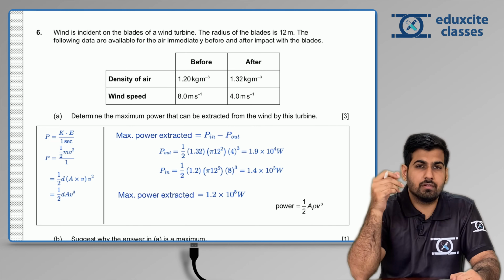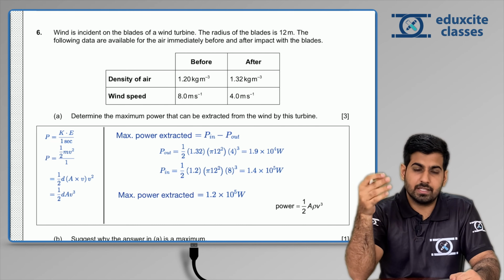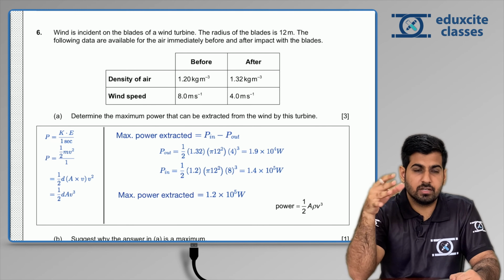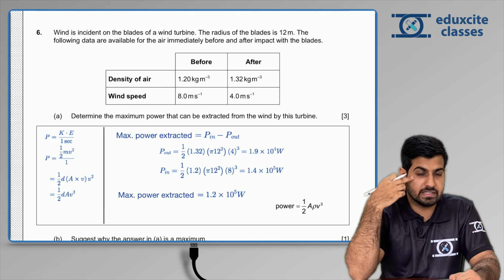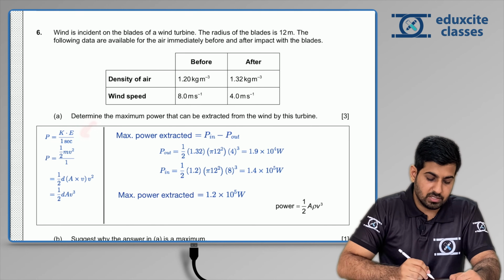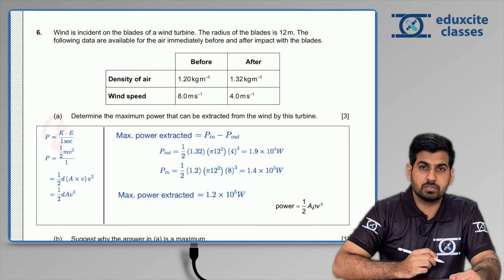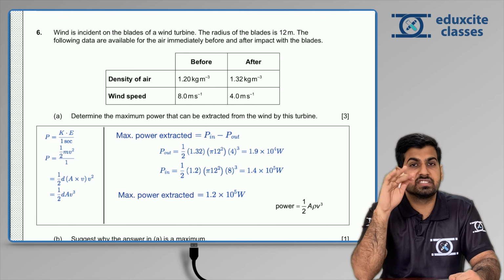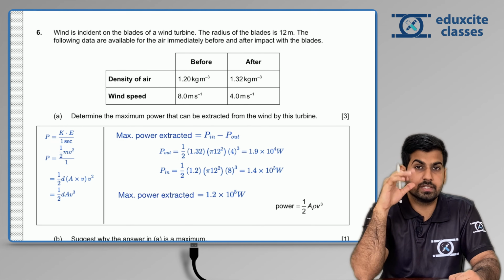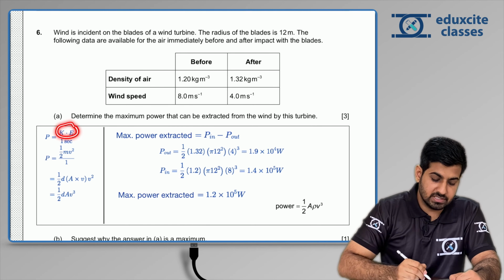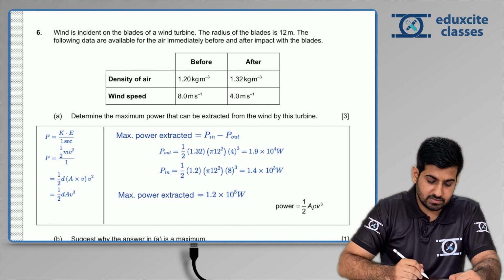You can use this formula directly, but how this formula comes into existence, I have shown here. Power is energy per unit time, so I am calculating the energy dissipated per unit second. The energy of the wind will be kinetic energy, so half mv squared for 1 second.